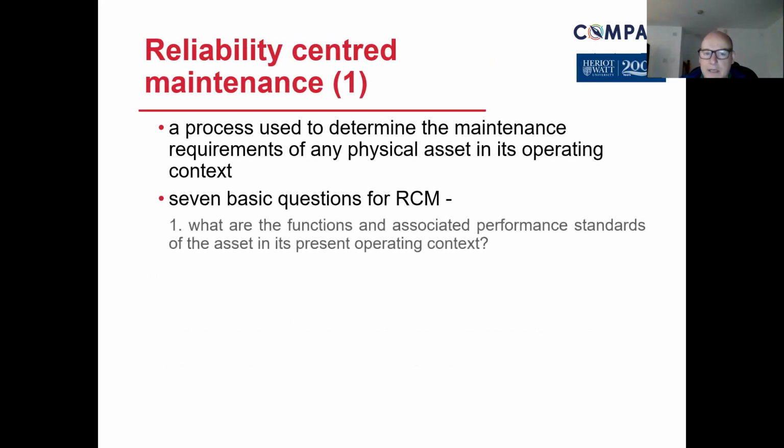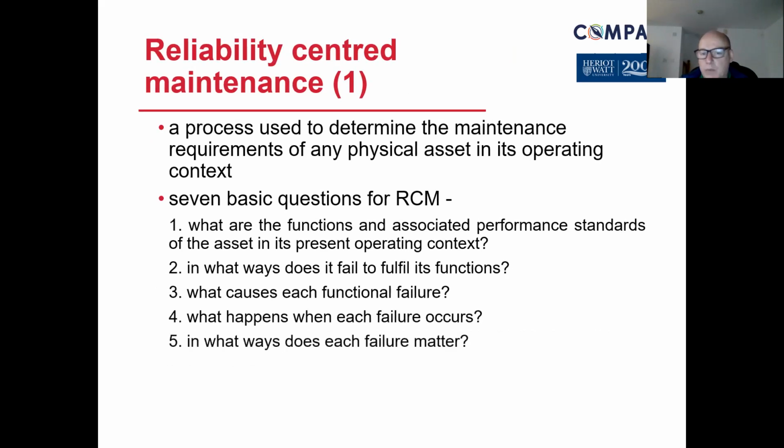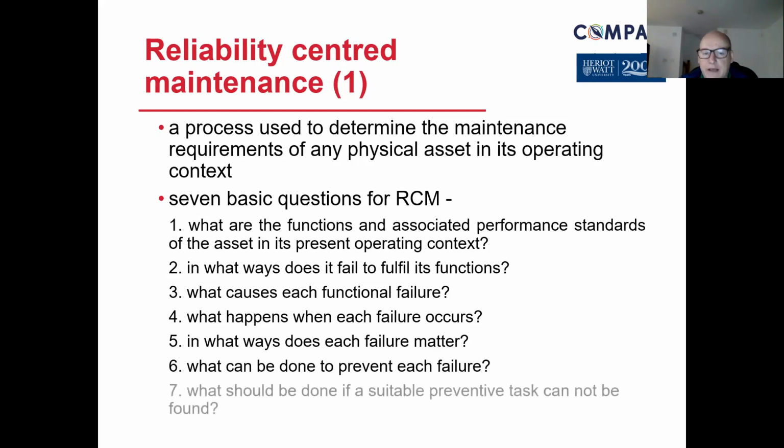And there are 7 basic questions: functions and associated performance standards. Failure: how can it fail? What causes it to fail? When it does fail, what occurs? And what do we do about it? And how much does each failure matter? How bad is it? Can we live with it, or do we need to take extra precaution? What can we do to prevent the failure? And then what should be done if a suitable preventative task cannot be found?